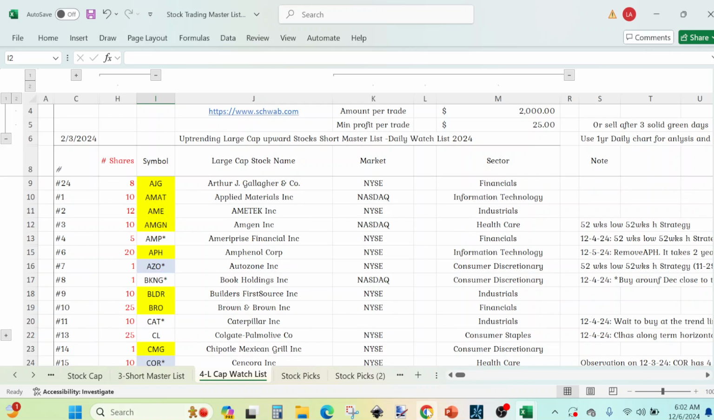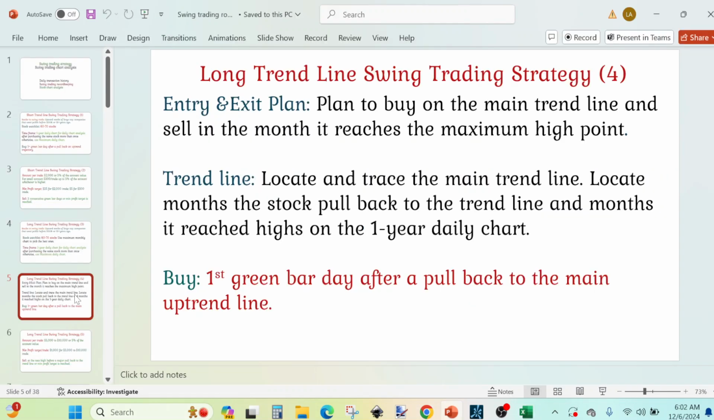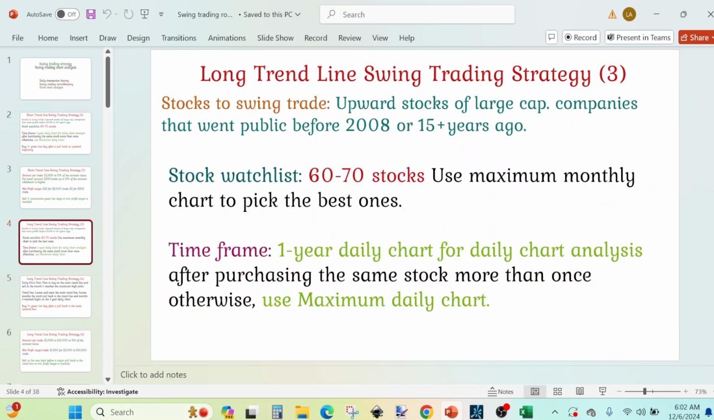And the swing trading strategy that we base our chart analysis on is the long-term trend line swing chart strategy, where we, let me see, started from here. We analyze large caps that we put through filters.